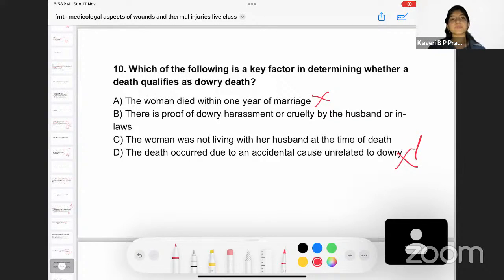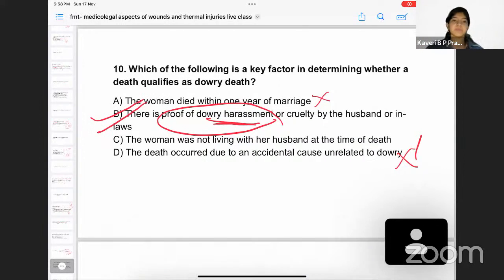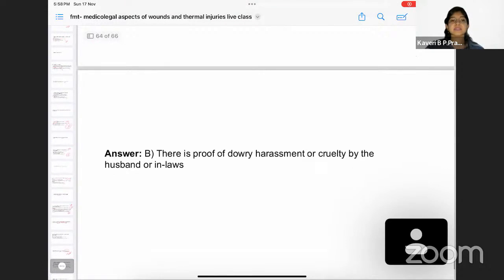Option number B, there is proof of dowry harassment. They are saying that there is proof of harassment. Then it can act as a key factor in determining whether the death qualifies as dowry death. Therefore, the right answer is option number B. Got it? So these are the various questions that we have to discuss today.